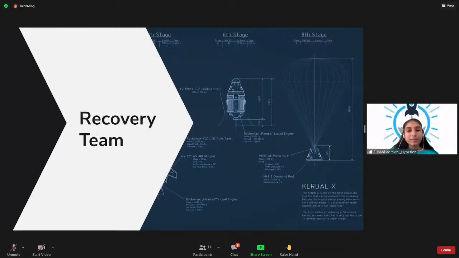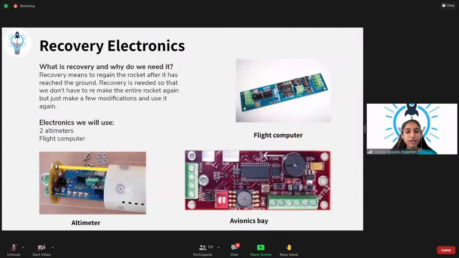Hi everyone, I will be explaining the electronics and the basic recovery of the rocket. So what is recovery? Recovery is the process of getting back to the object's original state. In this case, recovery means to regain the rocket after it has reached the ground. Why do we need recovery? Well, we need recovery so that we don't have to remake the entire rocket, but with just a few modifications, use it again, such as replace the engine and refill the fuel, and voila, your rocket can be used again.